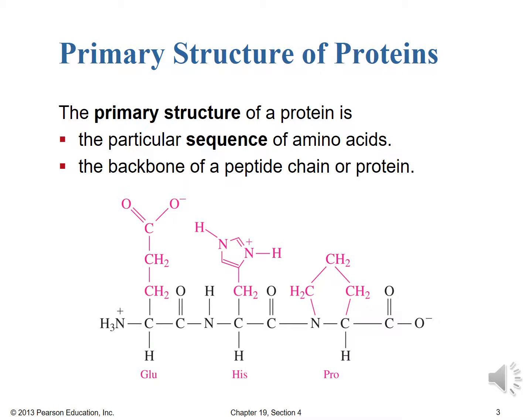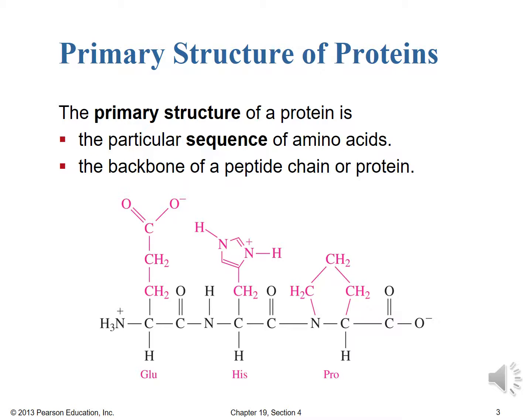Okay, so everything starts with the primary structure. So the primary structure of a protein is the particular sequence of amino acids. And this is what gives rise to that backbone of a peptide chain or a protein, depending on how many amino acids are involved. It's got to have quite a few to be a full-fledged protein, but obviously once we've got at least two combined, we've got a peptide chain forming. So there we have it.